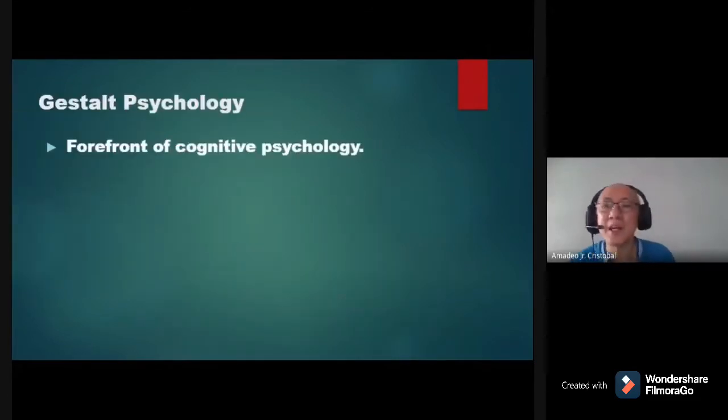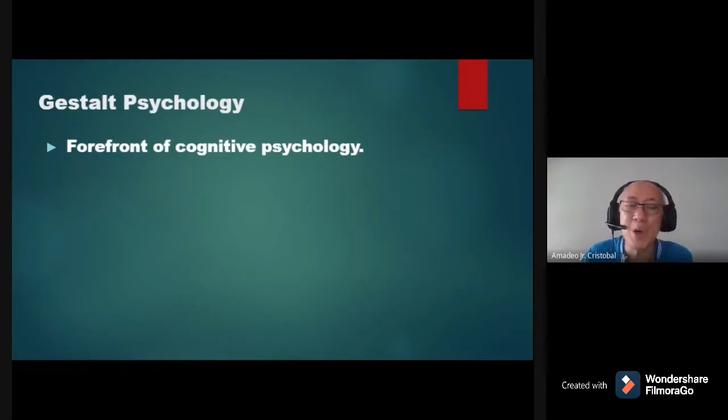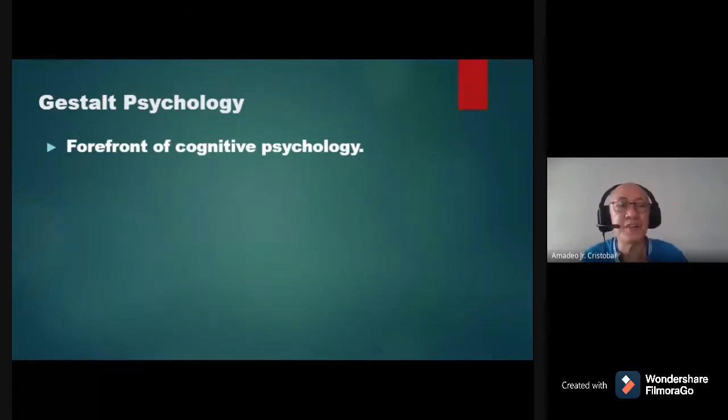Now, what are the characteristics of Gestalt psychology? One, it is considered as the forefront of cognitive psychology. So when we speak about cognitive psychology, this is really focused on the mental development, on the mind of an individual. You are very familiar with what cognitive is because we are concentrating as teachers on those three domains. So it is the forefront, meaning it is the basis for other theories that arrive in psychology. The first one is Gestalt psychology.